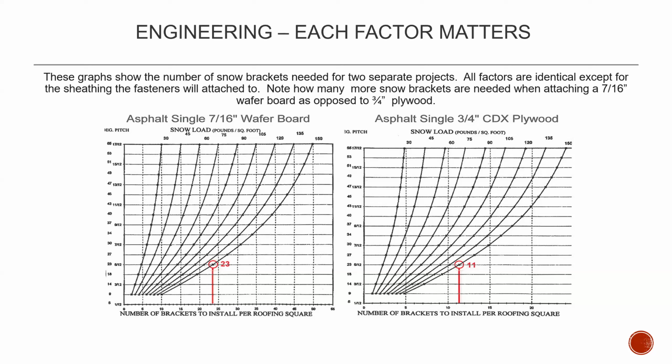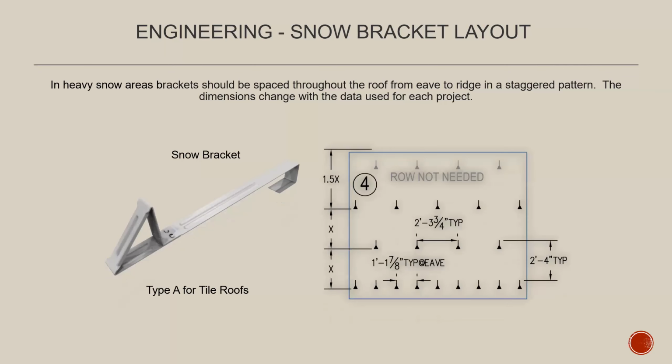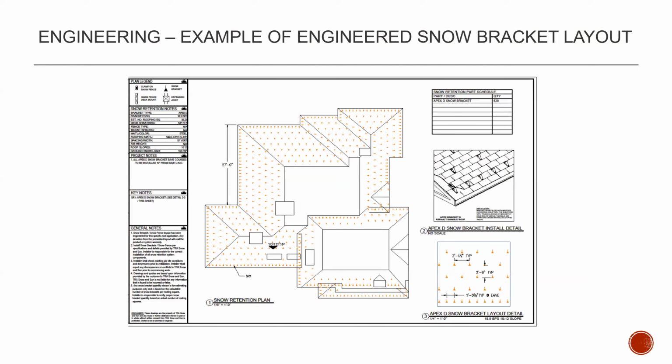So all of these different types of situations will change the way that your snow system functions. In heavy snow areas, you'll be having those brackets installed from eave to ridge. The dimensions will change for each and every project. So don't just assume, okay, well, we're 12 inches off the eave and we're going to scatter them from that point. That's not how these function. We want to make sure that we have all of the details for your project. It's something that we do all the time, and we still are always surprised sometimes on how much those layouts can change from one project to the next.